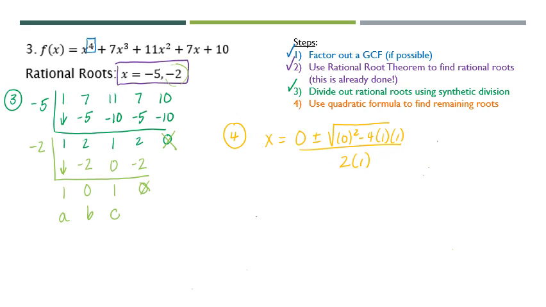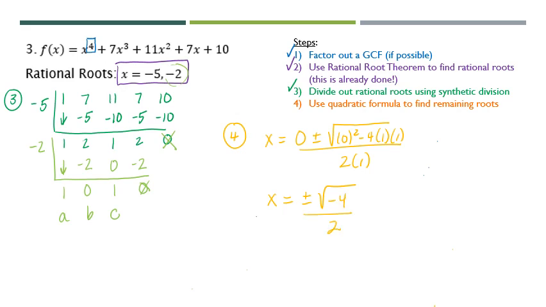Now we have some simplifying to do. This 0 for my B value is unnecessary to write. If I put 0 in front of anything and say 0 plus 5, it's still just 5. So the plus or minus is still necessary. Under the radical, if you put that into your calculator, you would get -4. And then 2 times 1 is 2.